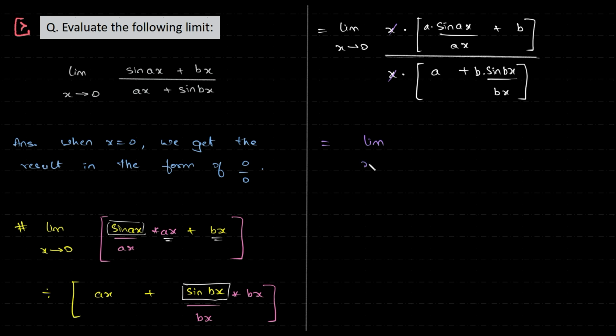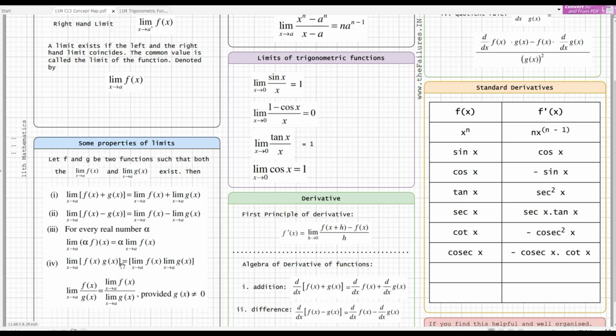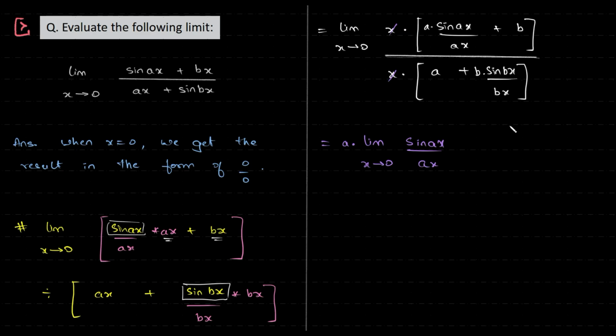So limit x tending to 0, a I am taking it out because it's a constant, sine ax by ax. Okay, a I took out, right, because of this rule. If you have a constant, just take it out and apply the limit to the function only. Plus b, this itself is a constant, we need not apply limit for that. A plus limit, here b is a constant, x tending to 0, sine bx by bx, right? And now we have this to be equal to 1, this to be equal to 1.